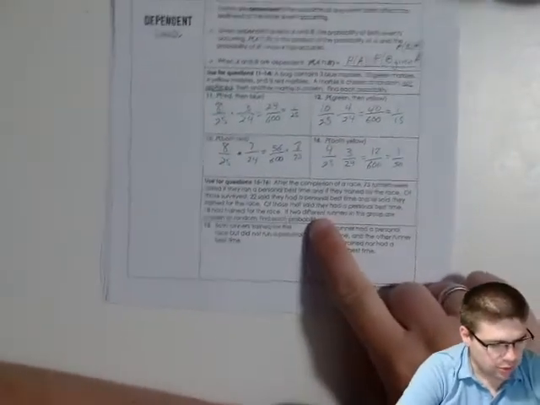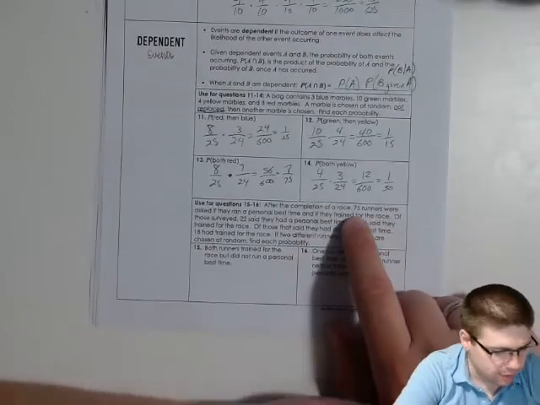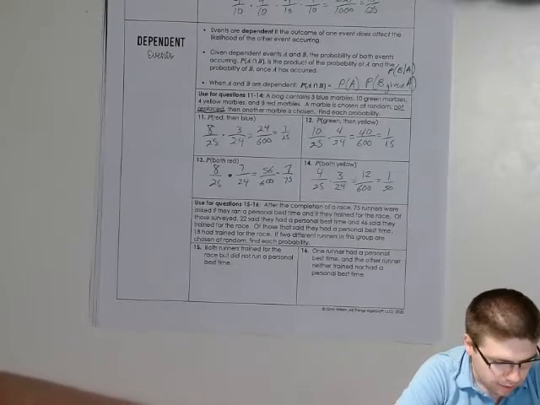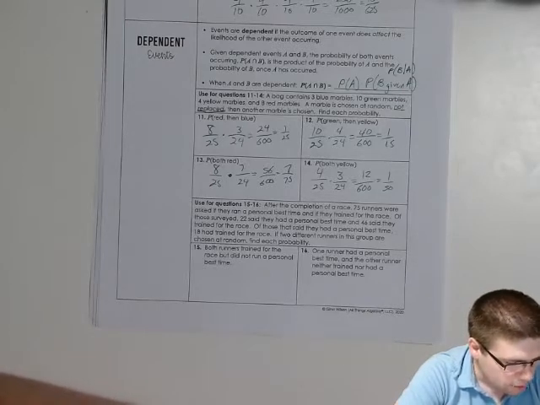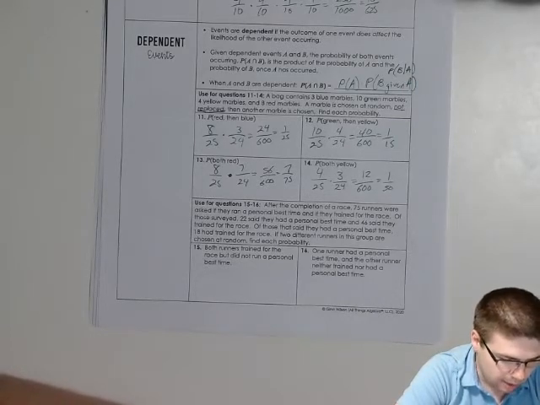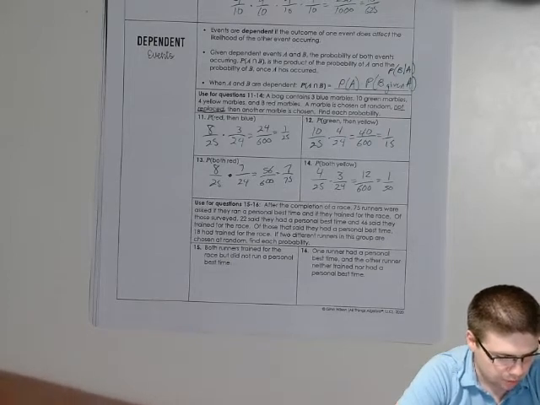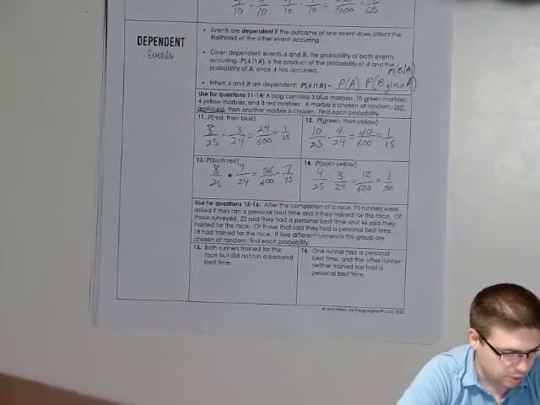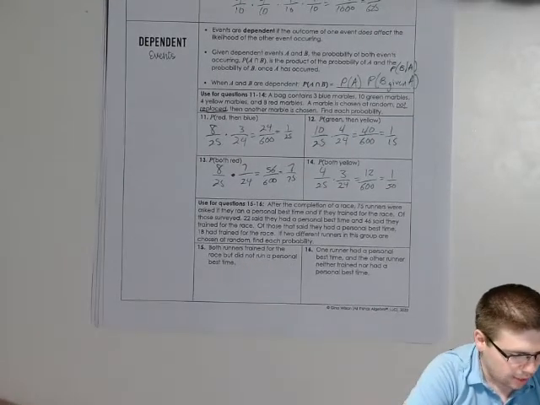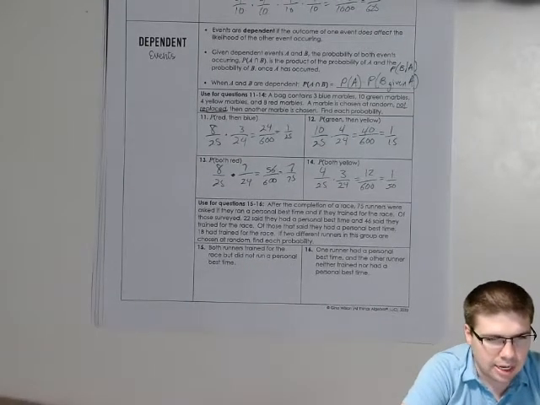For this next few, after the completion of a race, 75 runners were asked if they ran a personal best time and if they trained for the race. Of those surveyed, 22 said they had personal best time and 46 said they trained for the race. Of those that said they had a personal best time, 18 had trained for the race. If 2 different runners in this group are chosen at random, find each probability that both runners trained for the race but did not run a personal best time.